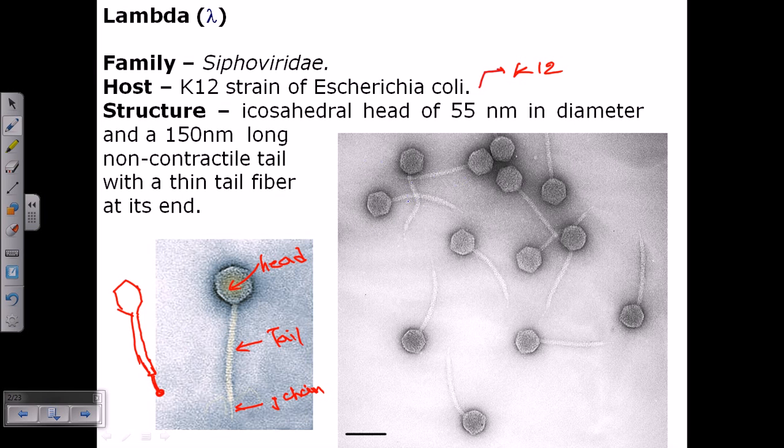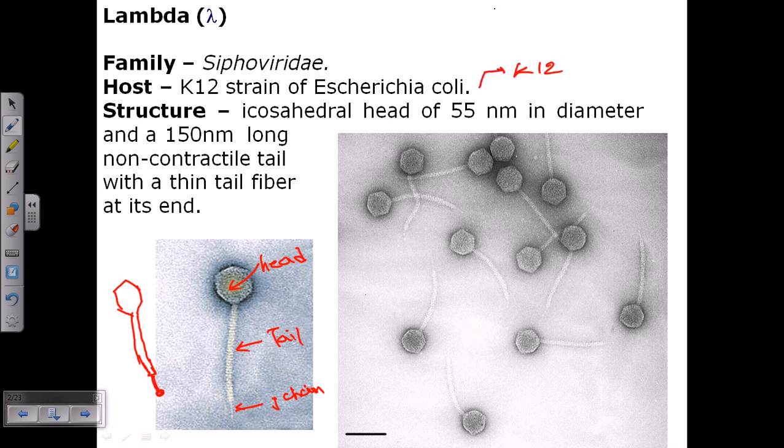And the lambda phage does not have any base plates or spikes that you can see in many of the images in your book and on the internet, because those types of phages are different. Those are usually called T4 phages and other types. Lambda phages do not have base plates or spikes. Instead, they have a tail fiber which is required for their attachment, or adherence, to the host cell. And they have a non-contractile tail.